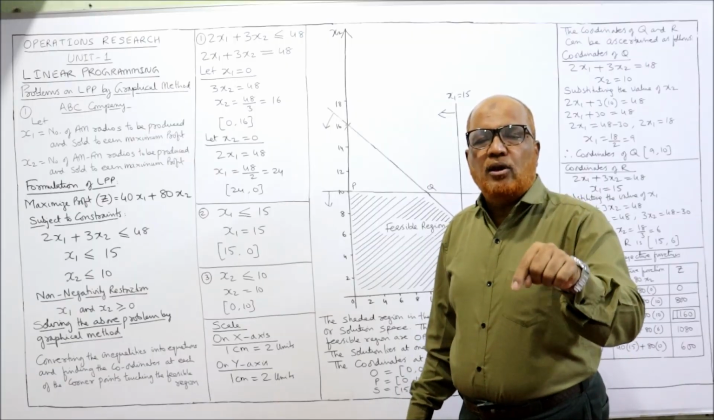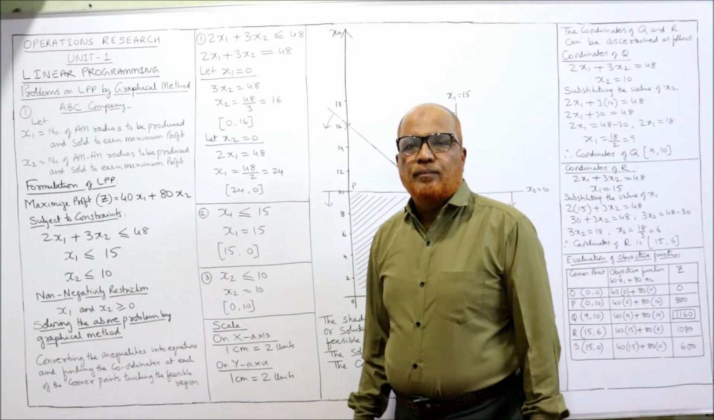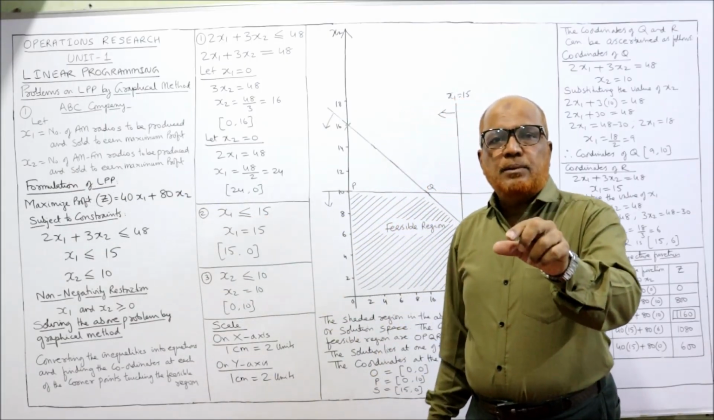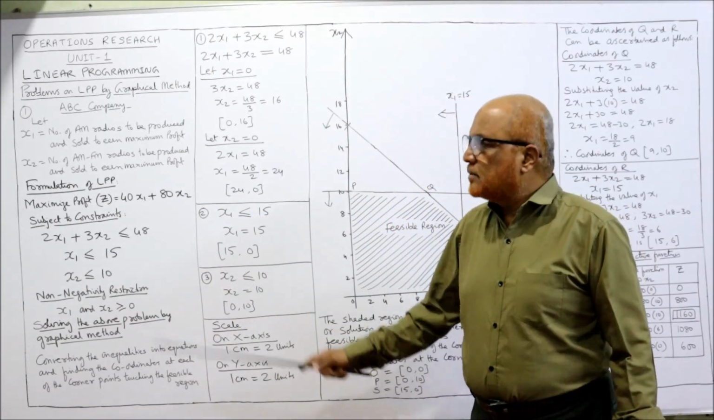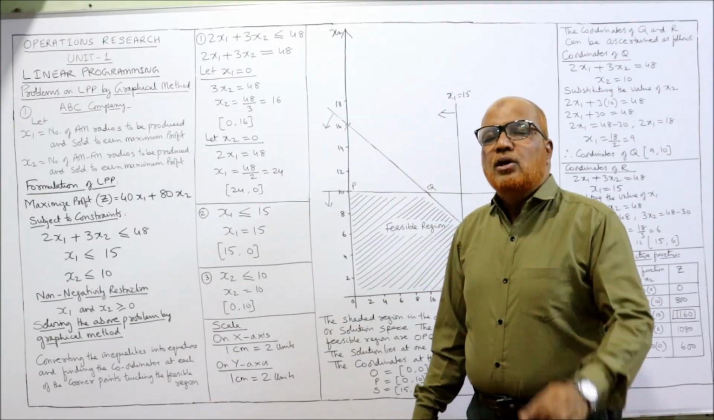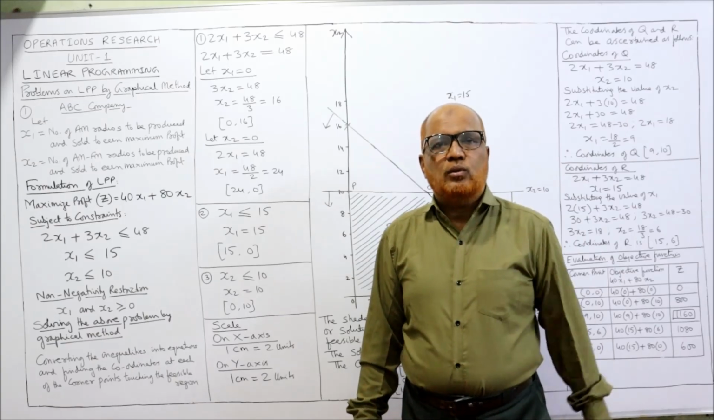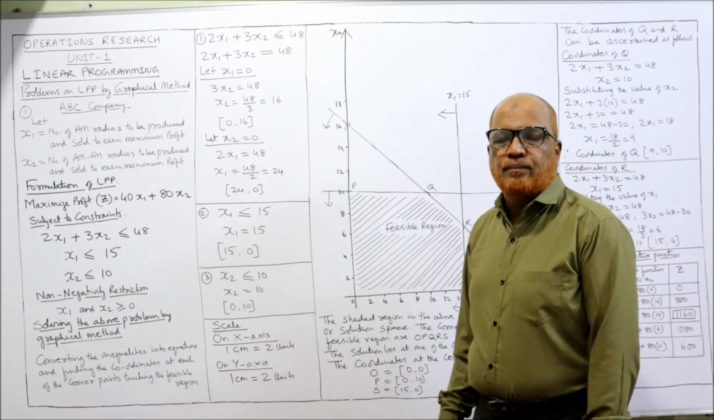Similarly, each FM radio will give a profit of 80 rupees. And how many FM radios are we making? X2. So 80 per unit into X2 units, 80 X2 is the profit. So the objective function is 40 X1 plus 80 X2. This is the maximum profit we can get.